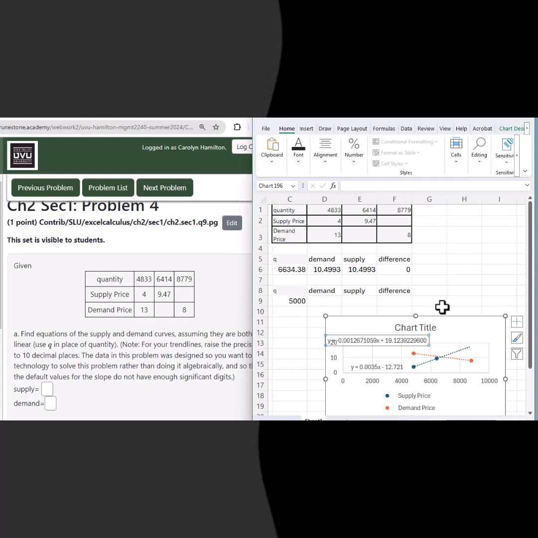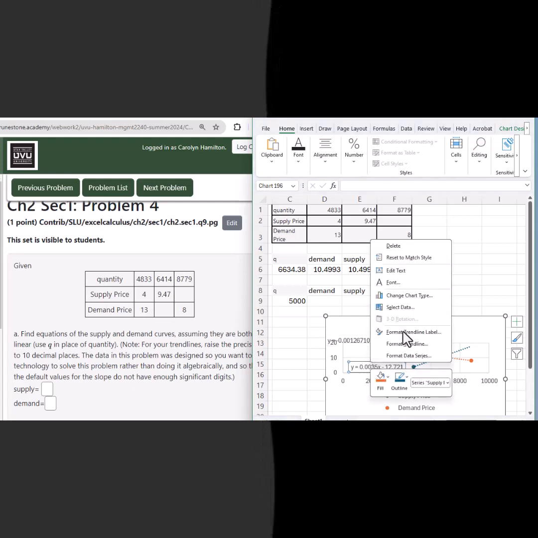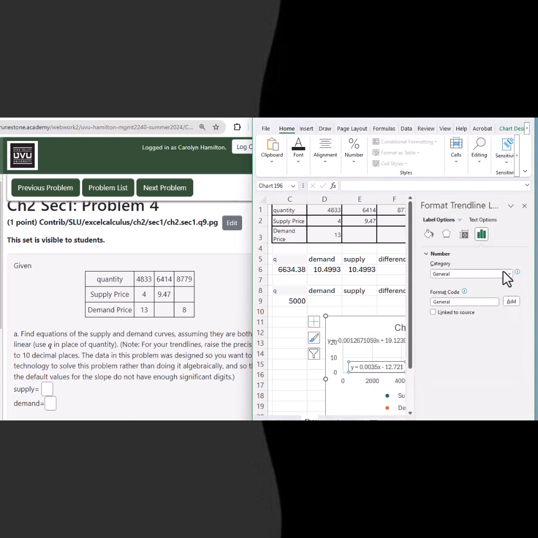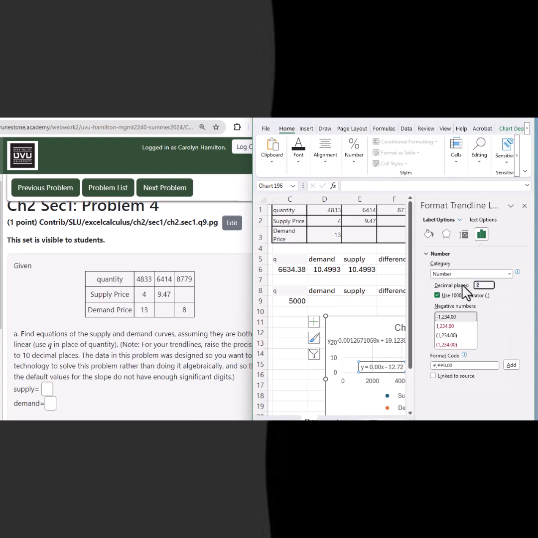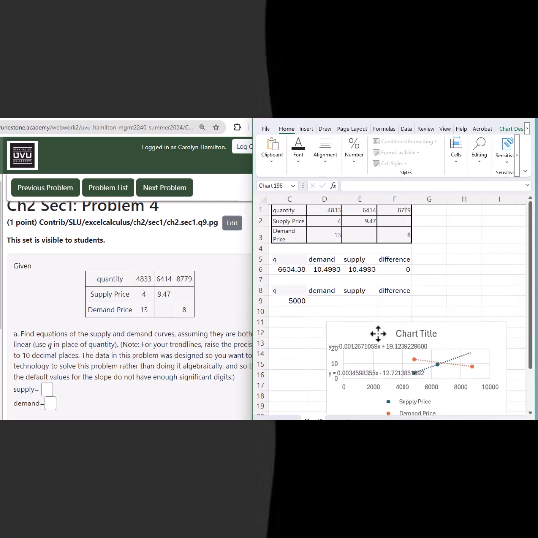And now our equation is to 10 decimal places of precision instead of the usual 3. Same on the other equation. Select it, right click, format the trendline label. In the category, under number, change it to 10 decimal places. And now I'm going to program this in for the demand and supply.